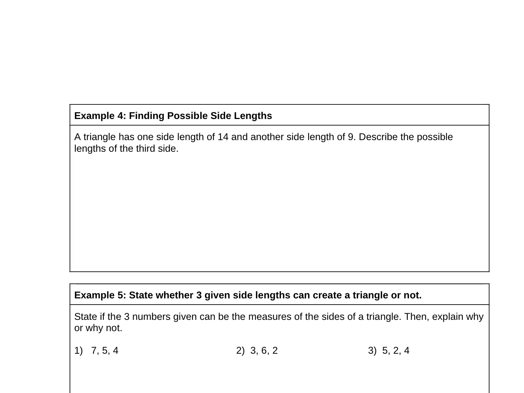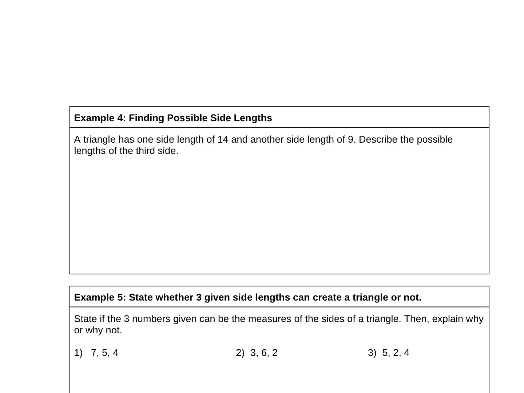So in this one, these are kind of interesting. A triangle has one side length of 14 and another side length of 9. I'm going to sketch it out because geometry just really lends itself to being sketched out. Now there's only going to be two ways to check the length of the other side, because that's just the way the math works. You only have to check 2 situations.